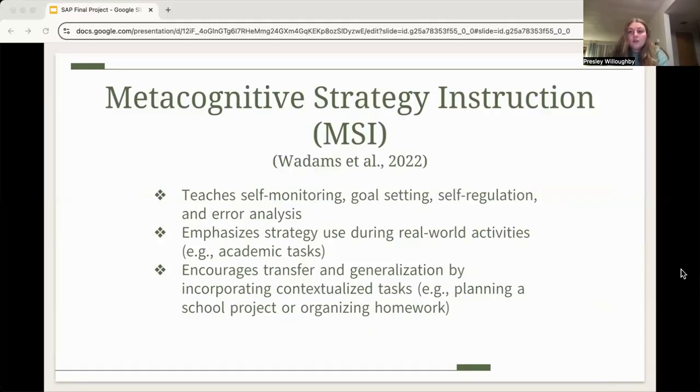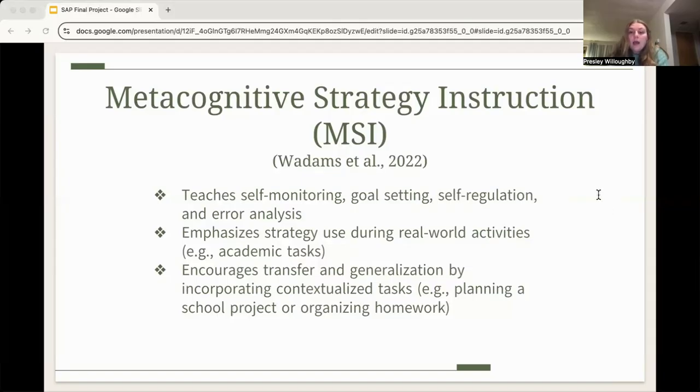Metacognitive strategy instruction takes a very different approach than APT. Rather than attempting to restore cognitive capacity directly, MSI teaches clients how to plan, monitor, and regulate their own behavior during tasks. It incorporates strategies such as self-monitoring, breaking tasks into steps, goal setting, and error checking.